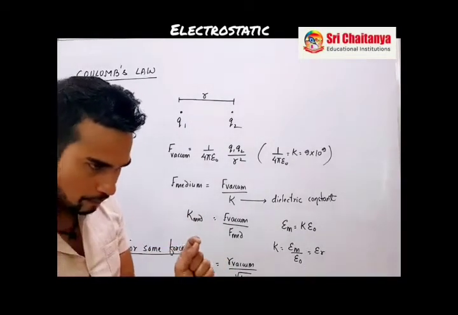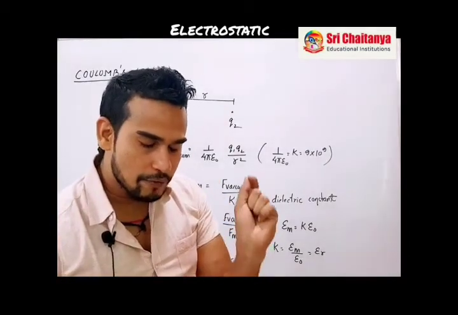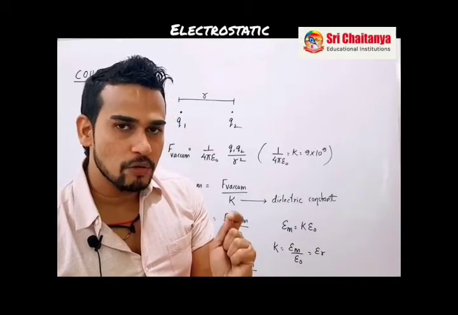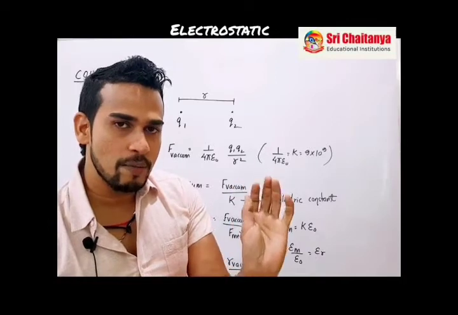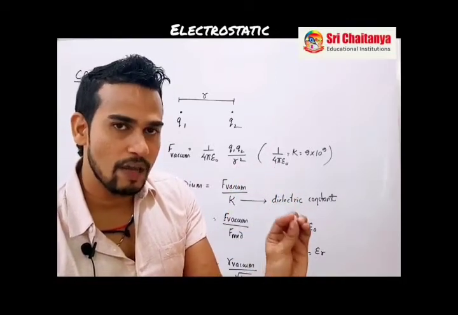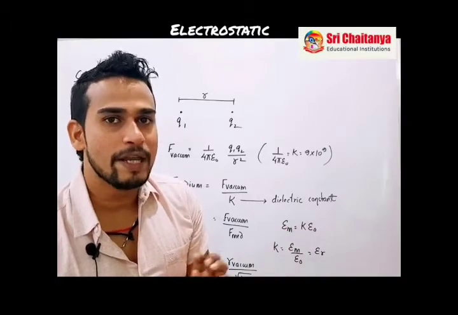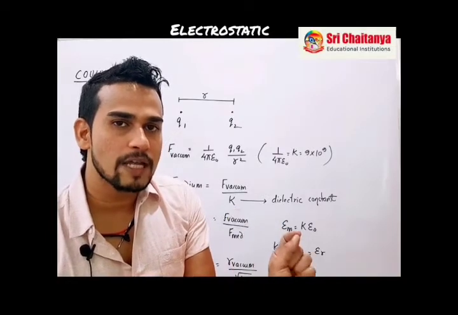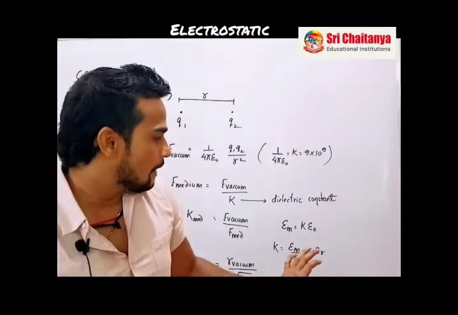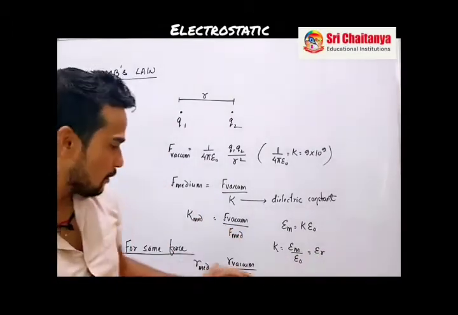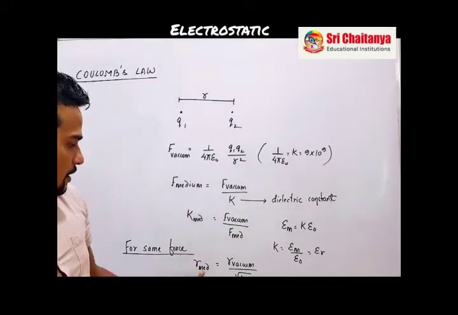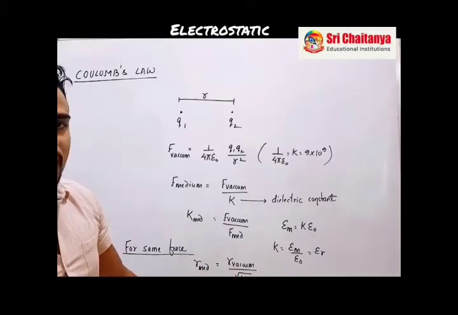So what I told you here, if you take the two charges from vacuum to a medium, net force between them will be reduced. The factor by which it reduces is known as dielectric constant. So force in medium will be equal to force in vacuum by K. So K will be force in vacuum upon force in medium. And from there we can also write epsilon of a medium as K times of epsilon naught. So K will be also epsilon of medium upon epsilon naught. That quantity is also known as epsilon r. And for same value of force in medium and in vacuum, this is the relation, that is, distance in medium will be equal to distance in vacuum by root K.